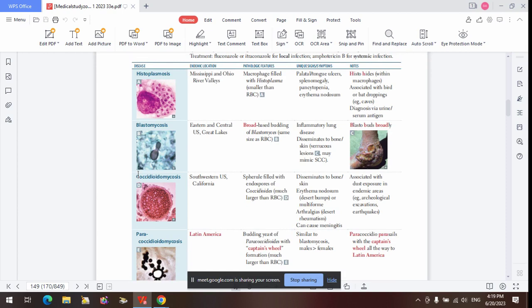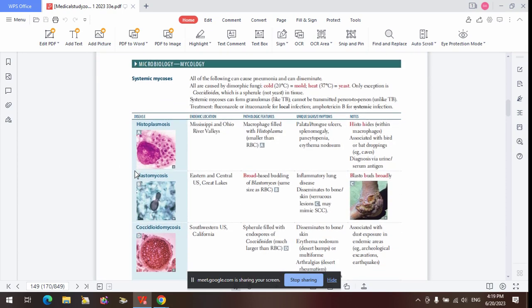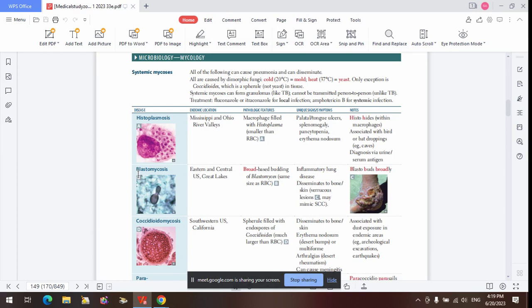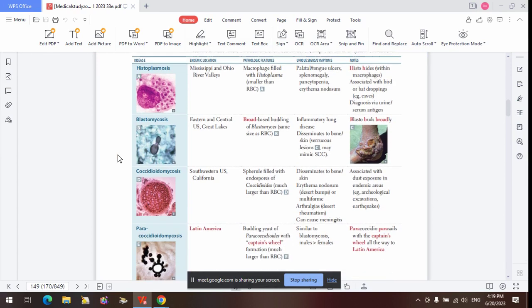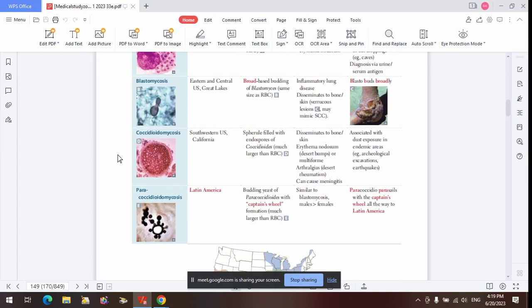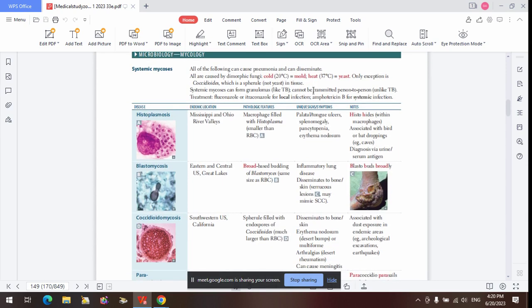We have four of them that we need to pay attention to majorly. I think there are more than four actually, but for the systemic mycosis, there are four that we are going to talk about. That includes histoplasmosis, blastomycosis, coccidioidomycosis, and paracoccidioidomycosis. So they have some similarities. All of them can cause pneumonia. So pneumonia is even a starting presentation for all of these guys.